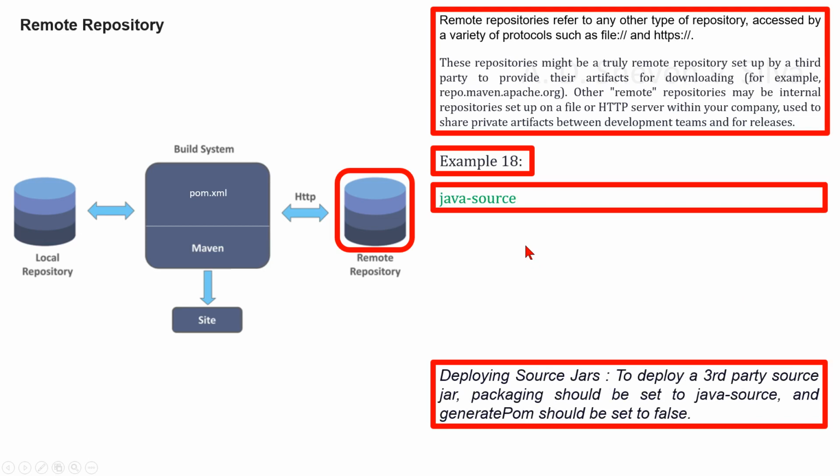Now we are considering deploying source jars. To deploy third-party source jars, packaging should be set to java-source, and generatePom should be set to false.